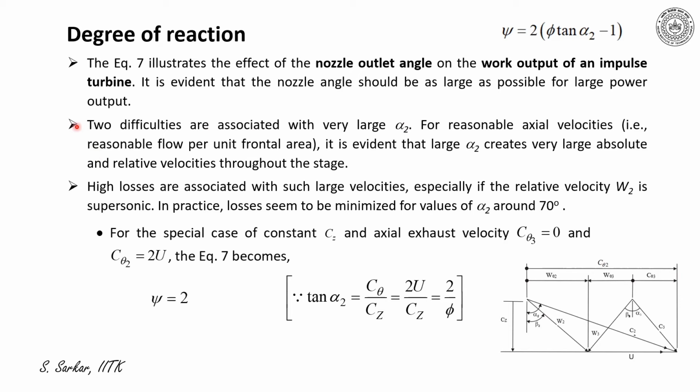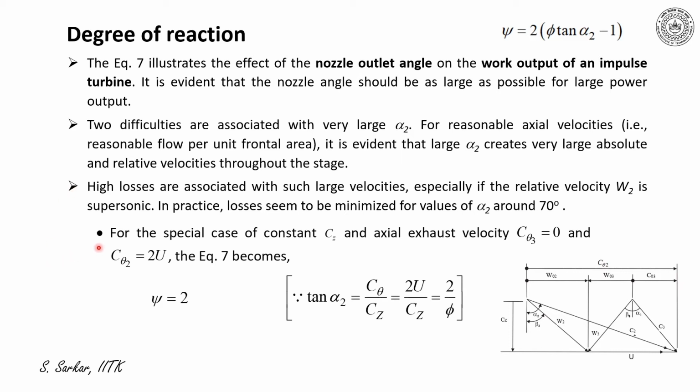For reasonable axial velocities, that is, the reasonable flow per unit frontal area, it is evident that large alpha 2 creates very large absolute velocity and thus large relative velocities throughout the stage. Now, high losses are associated with such large velocities, particularly if the relative velocity W2 is supersonic. If W2 is supersonic, there will be complex shocks within the rotor that involve very high losses. In practice, losses seem to be minimized for a value of alpha 2 around 70 degrees. In design of an impulse turbine, we do not allow alpha 2 beyond 70 degrees.